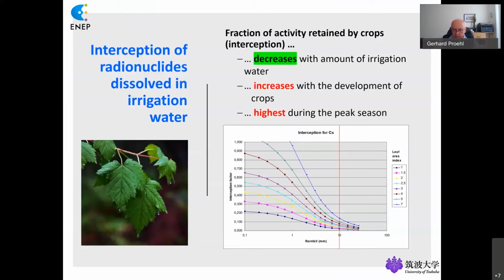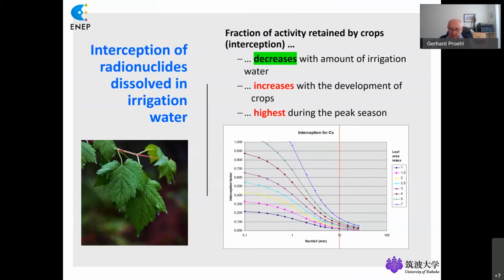So you see here this graph, where we plotted the interception factor against the rainfall. And at 10 millimeters of rainfall, you see a red line. This indicates a relatively low amount of irrigation water. Usually plants are irrigated at higher rates, at 10 millimeters or 20 millimeters, sometimes even 30 millimeters per application.